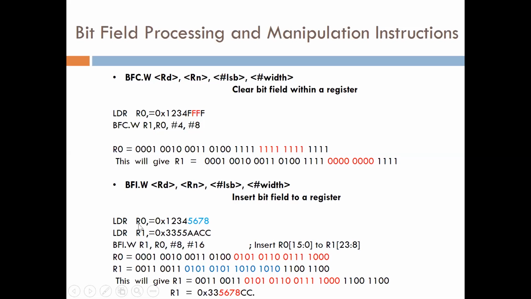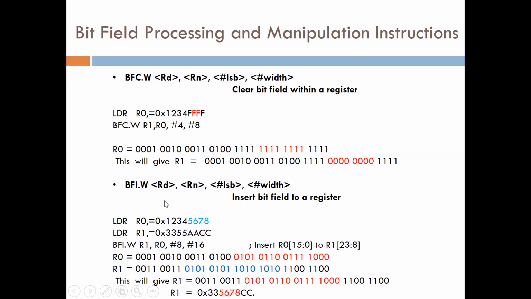So I'm loading some constant values into these two registers using the instruction LDR R0, equal to 0x12345678 for R0, and the next instruction LDR R1, equal to 0x3355AACC. This 32-bit data I'm loading into R1. I'm repeating, if you are using equal to, it means that you are loading some constant value into the registers here. So after loading the initial data to R0 and R1, I'm using the instruction bfi.w r1, r0, #8, #16.